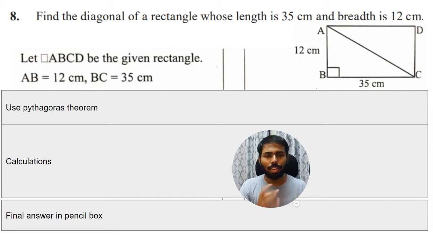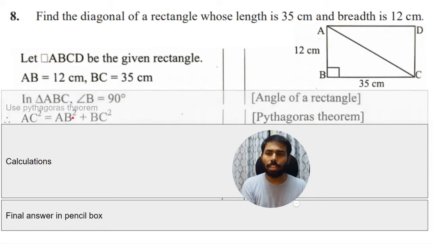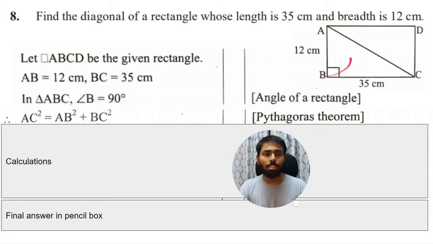Okay, I hope you are done solving the question and you have the final answer ready with you. Okay, now let us check your answers. So use the Pythagoras theorem. I'm taking this left hand side triangle, triangle ABC. So in triangle ABC, angle B is 90 degree. Why? Because it is an angle of rectangle. What is the definition of rectangle? All angles are 90 degrees. That's the definition of rectangle. So reason you will write as angle of rectangle.